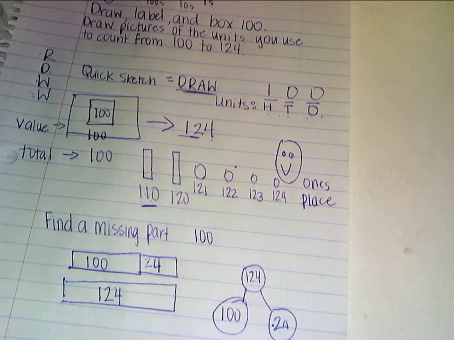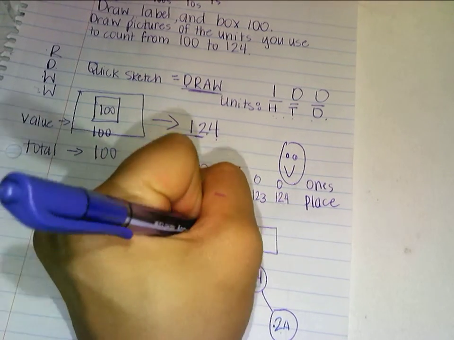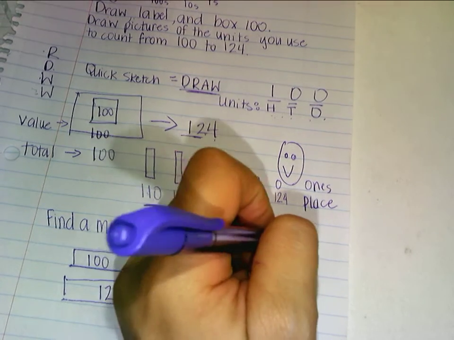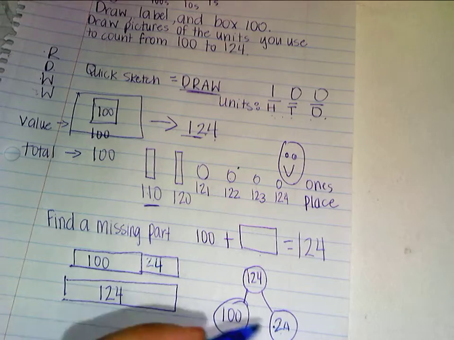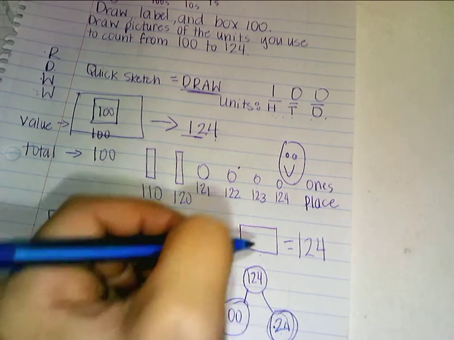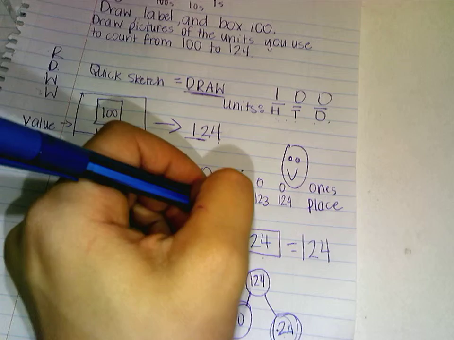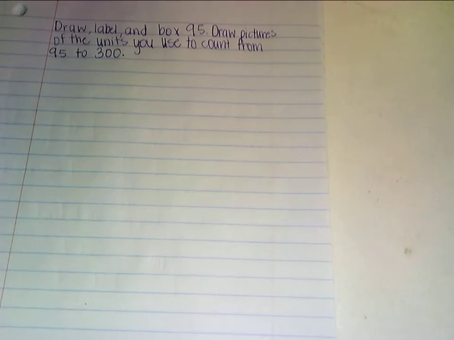So here's my equation. I have 100 plus, that's the missing part right here. You write a box, and then you get to a total of 124. Since this is the missing part, we write 24 right here. That's all those numbers that you added on. Okay, let's do another example.